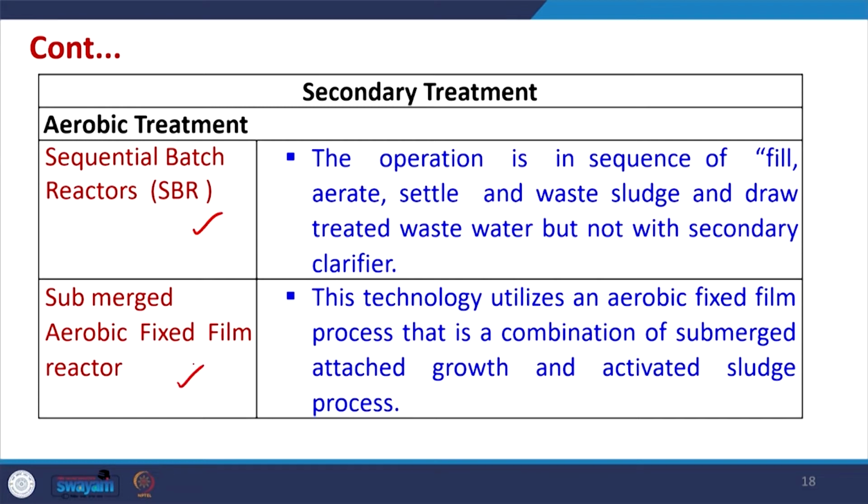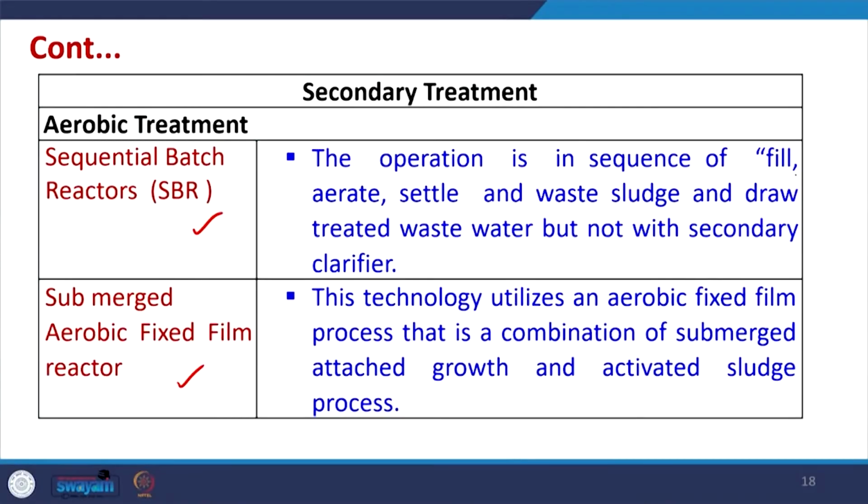Then other options with respect to aerobic treatment are the sequential batch reactor and the submerged aerobic fixed film reactor. In the sequential batch reactor, the operations are carried out in sequence. These include fill, aerate, settle, waste sludge and draw. So, these are the different operations which are performed in series in the same reactor.